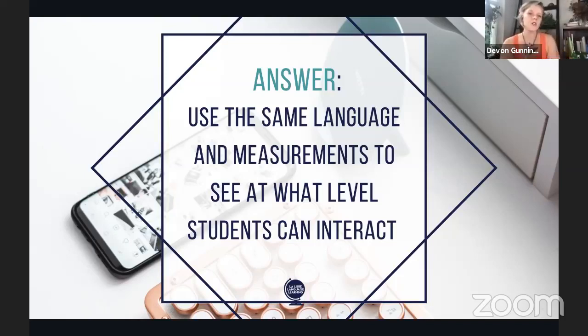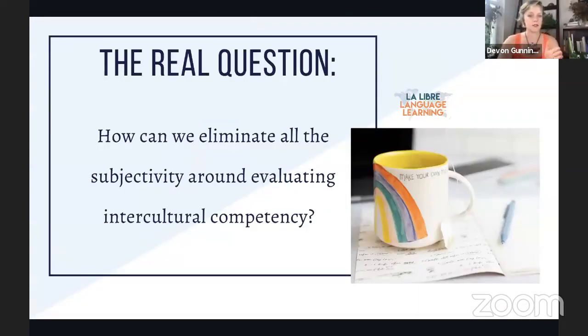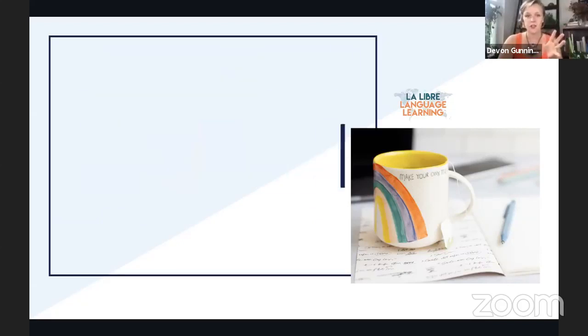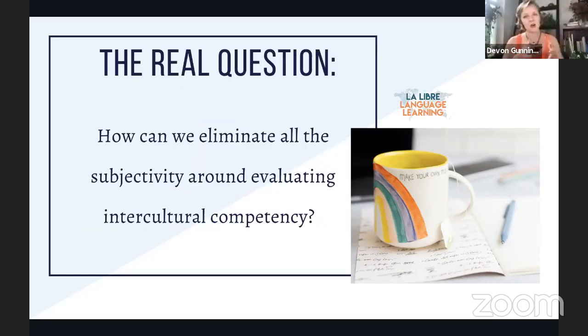So here's the answer for you. Something that can help us to do this, to eliminate subjectivity around evaluating whether what we're trying to do is working. This is just fancy language for saying, are we actually helping students to move beyond their boundaries of what they find to be like culturally normal?